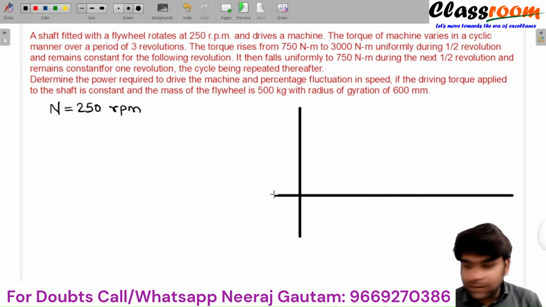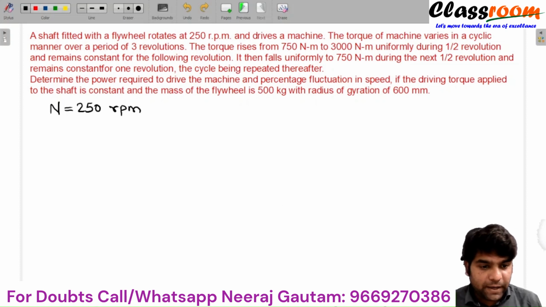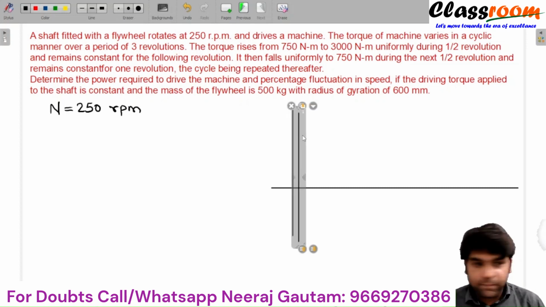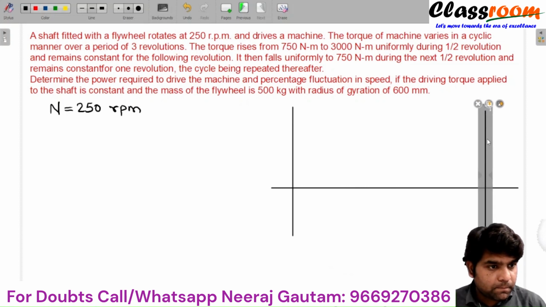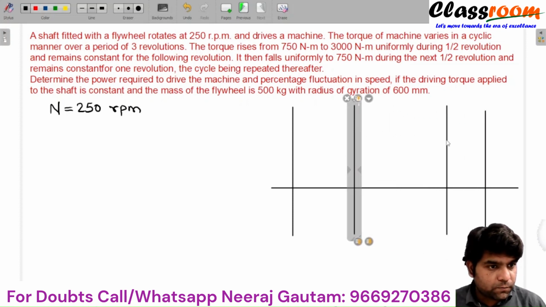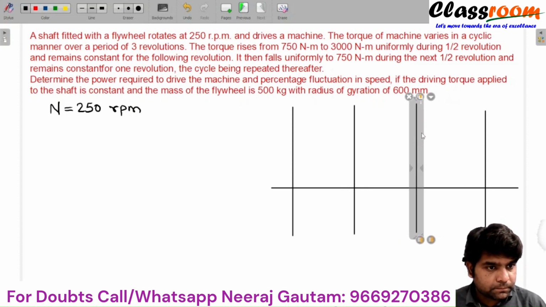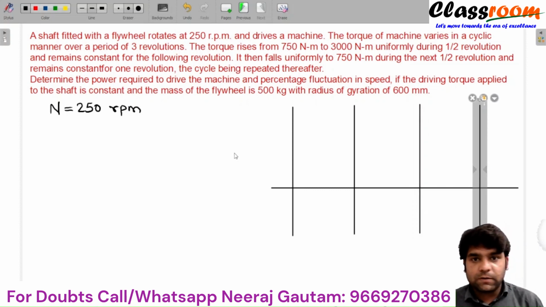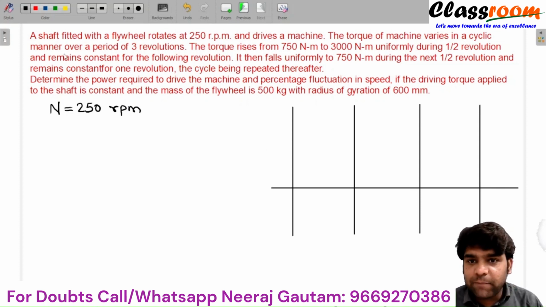So we have to mark the lines for 3 revolutions. I will take lines for 3 revolutions. Just copy and paste it here, paste it here, paste it here. This is the first revolution, it is the second revolution, and this is the third revolution. Now the torque of the machine varies in a cyclic manner over a period of 3 revolutions.